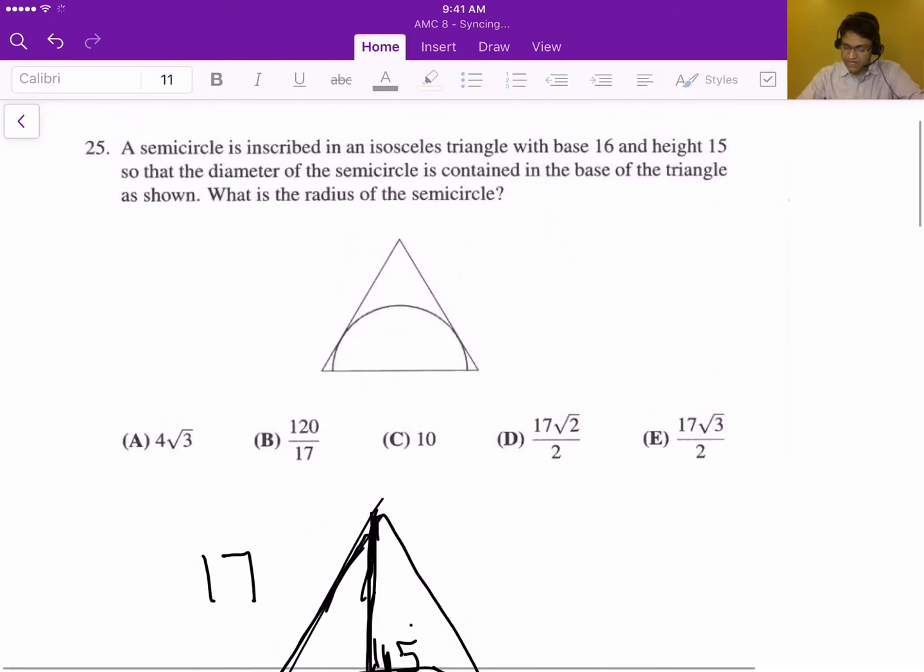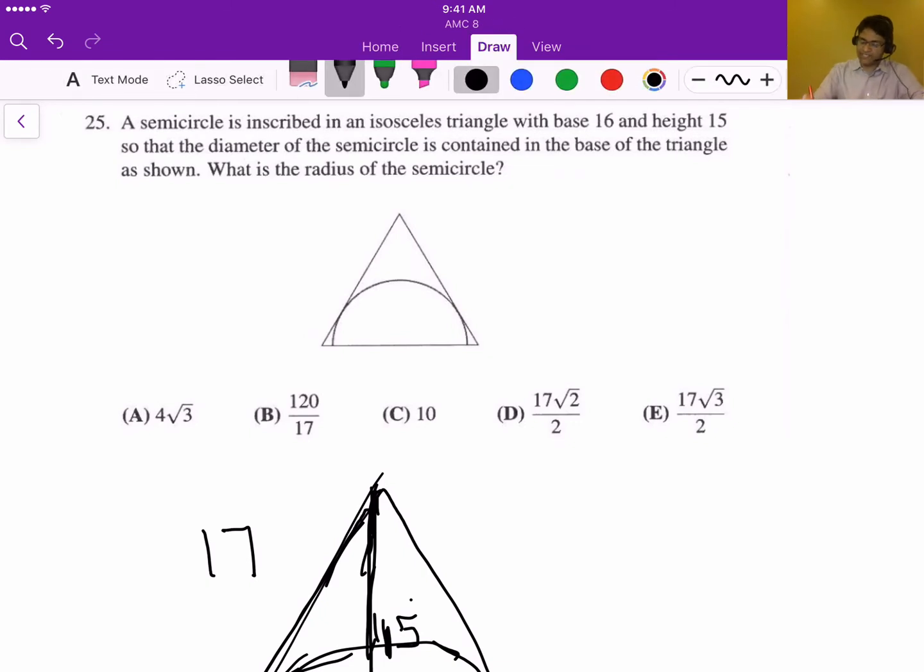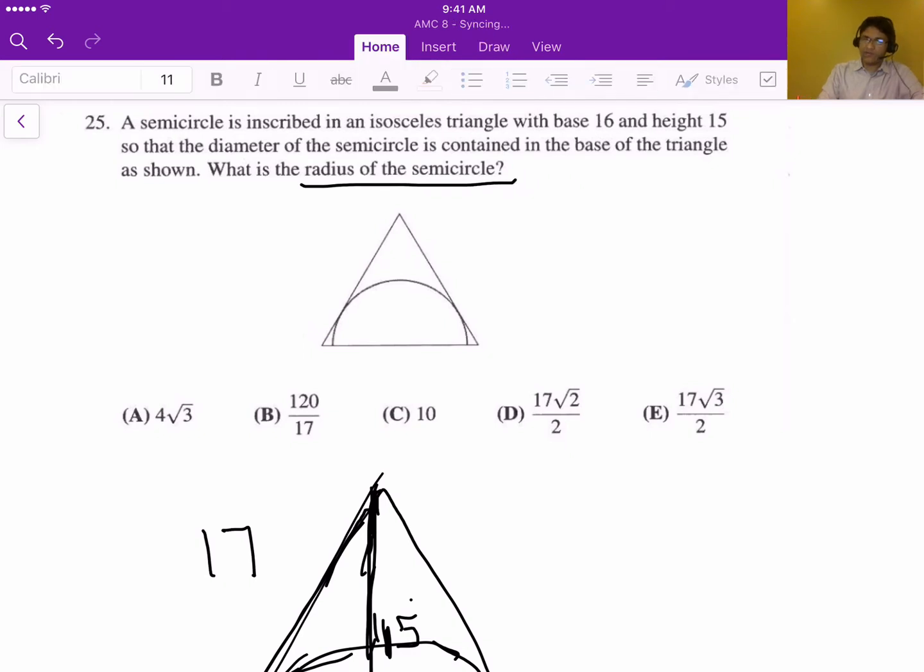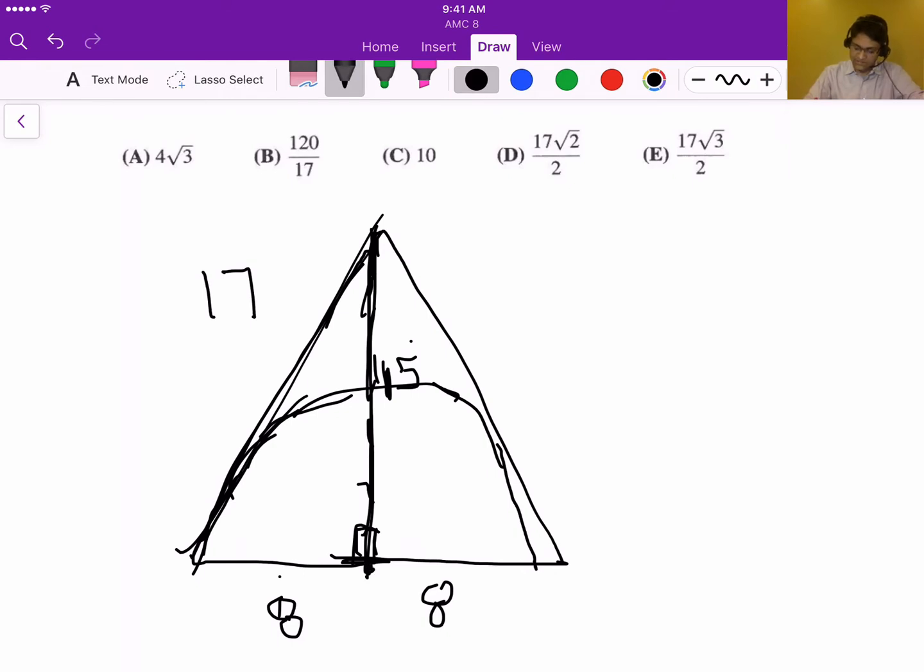Now let's quickly look back at the question. It's asking for the radius of the semicircle. If we're trying to find the radius of the semicircle, we have to draw the radius at some point in this diagram, and we have to figure out the most beneficial place to do this. We know the center obviously is here. That was given to us, just by the merit of symmetry.